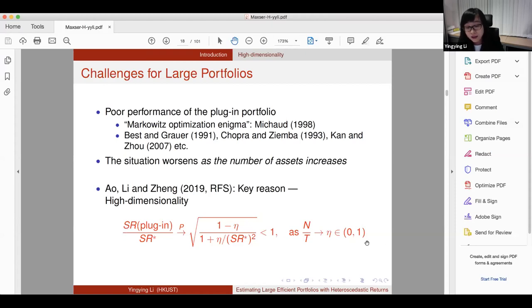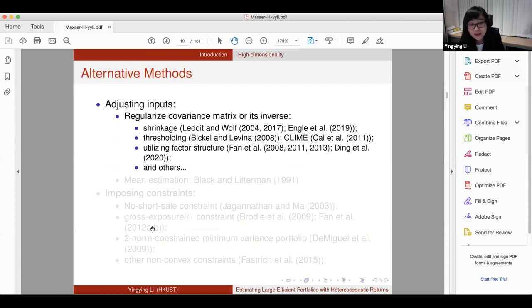Also, as eta becomes larger, meaning that if we want to handle an even larger number of stocks, so N over T, the number of stocks relative to the number of observations, becomes larger, then the performance of the plug-in portfolio will be even poorer. So we are going to see even more suboptimal performance. This result explains that.